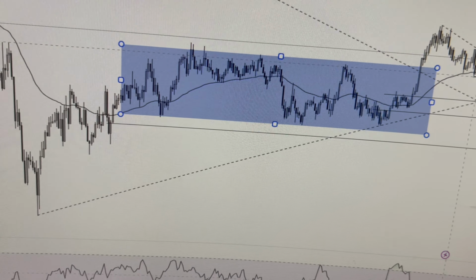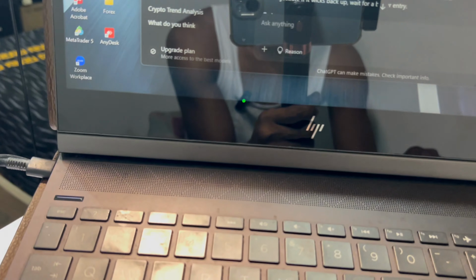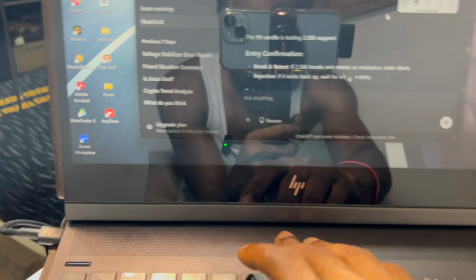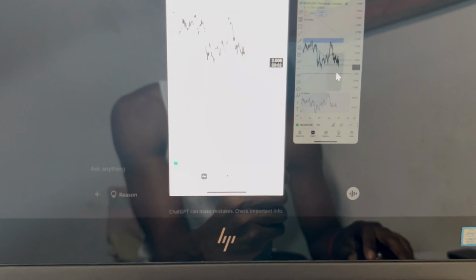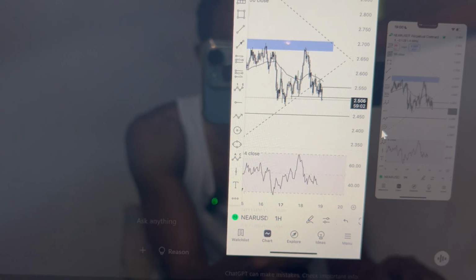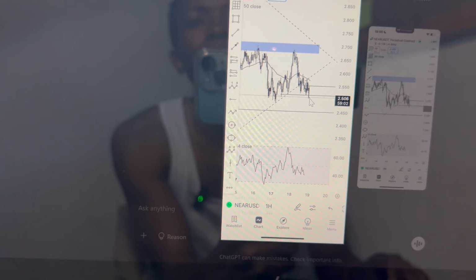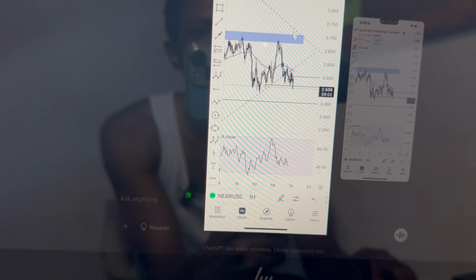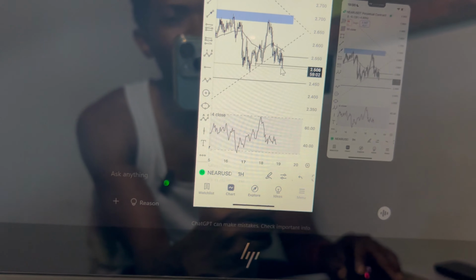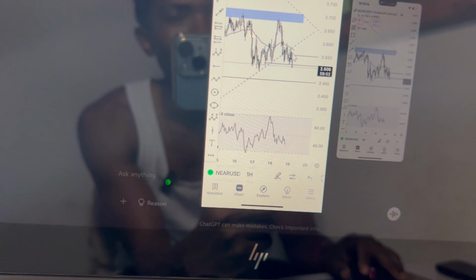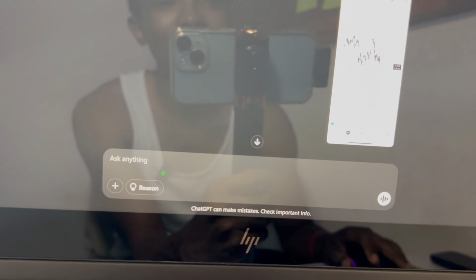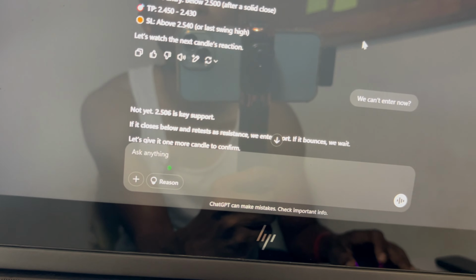But throughout that yesterday, let me show you what ChatGPT had to say, because ChatGPT made sure that we didn't take a wrong trade. I sent this chart yesterday when this was about to break. The price even broke below our entry, so I wanted to enter here and put my stop loss here, but ChatGPT said no. Let me play what it has to say.